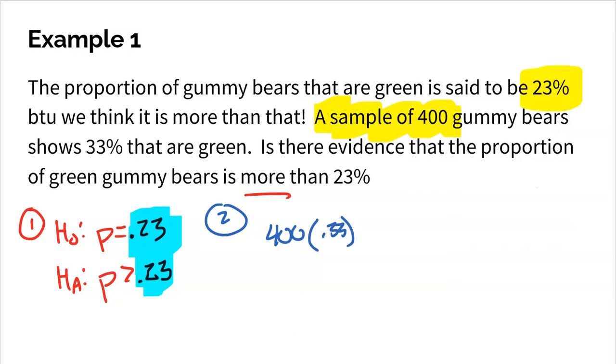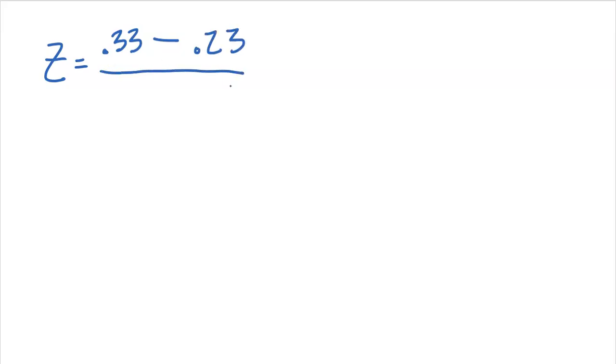All right, now step three is the fun part. This is where I'm actually going to get my hands dirty and figure out what's going on here. So the first thing I have to do is get my test statistic. This is going to be a z-score, because when you're working with proportions, you're going to use a normal model. So I'm going to take my sample proportion, 33%, and subtract the parameter, what we thought was true, the 23%. And I'm going to divide by my standard error.